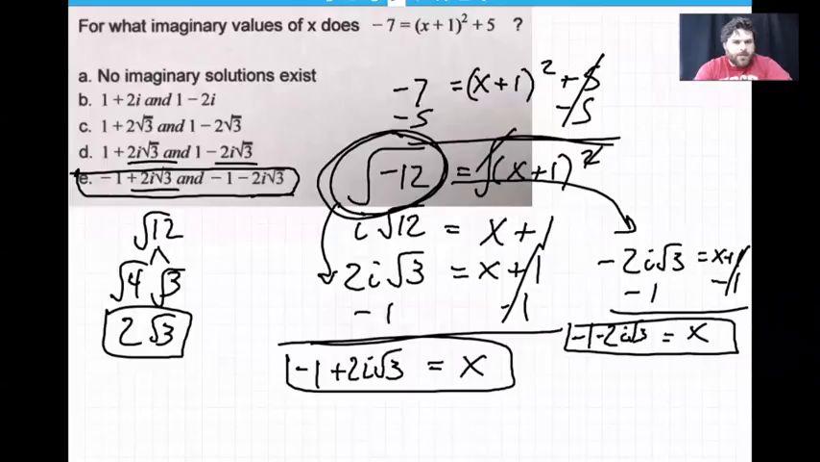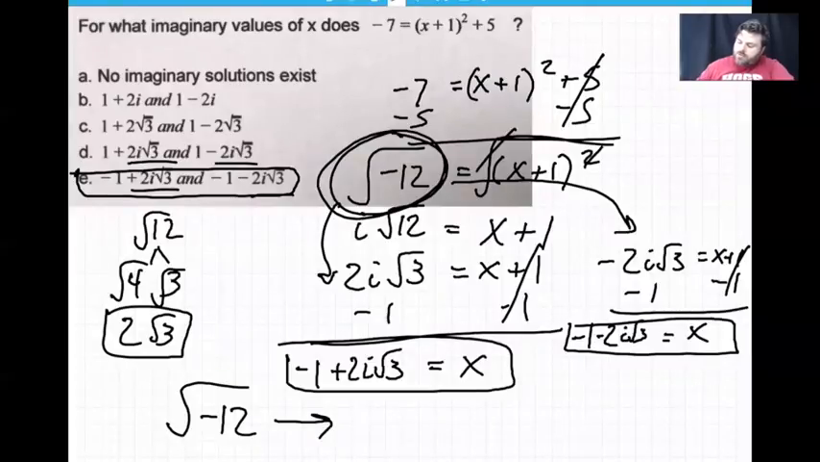Okay, that one's tough, but you just got to be comfortable. I think the only weird thing is the root negative 12 means root 12 times i. That's where that negative pops out. Because basically root negative 12 is root 12 times root negative 1, and that's where we get the i from.